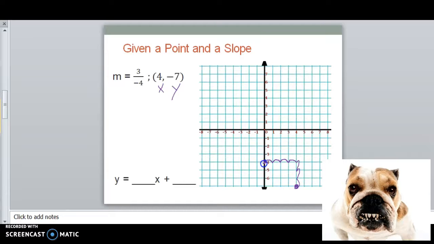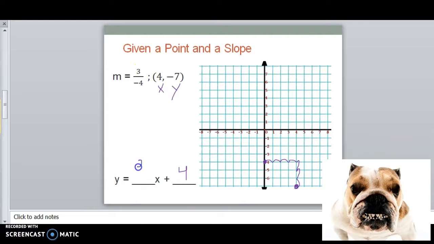So as we can see, this line crosses my y-axis at 4. And slope is already given to me. There's my y equals mx plus b, where m is my slope, which is 3 over negative 4, and b is my y-intercept at 4.